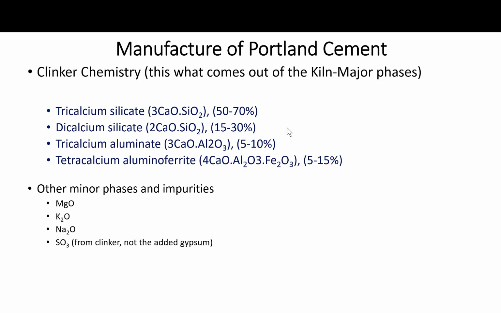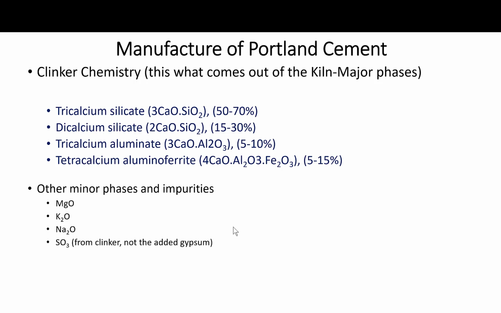As I said, we have the other minor phases and impurities, basically from being present in the raw materials or in the fuel. We sometimes use waste products, used tires and the likes, to help, again, reduce the cost of the energy in the kiln. These minor phases, I just called them here, these four phases. Okay, so what they do and how they impact the cement and the hydrated cement paste later.